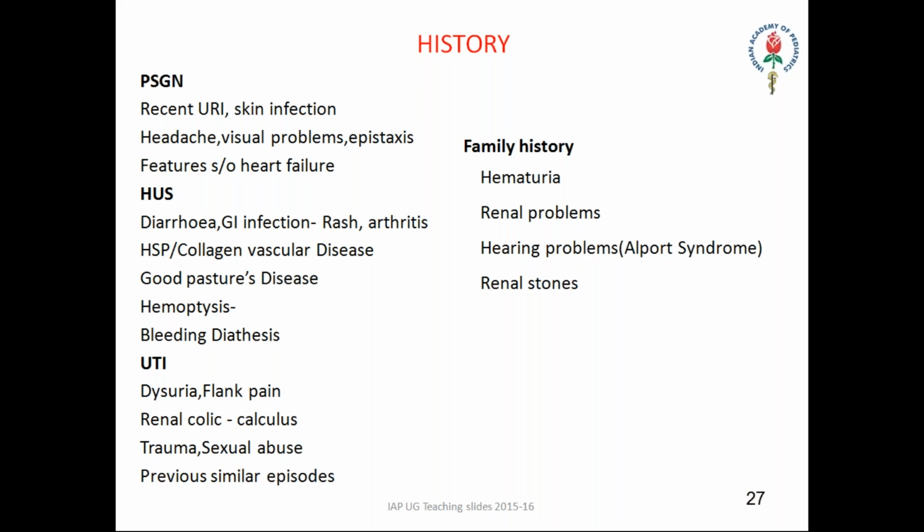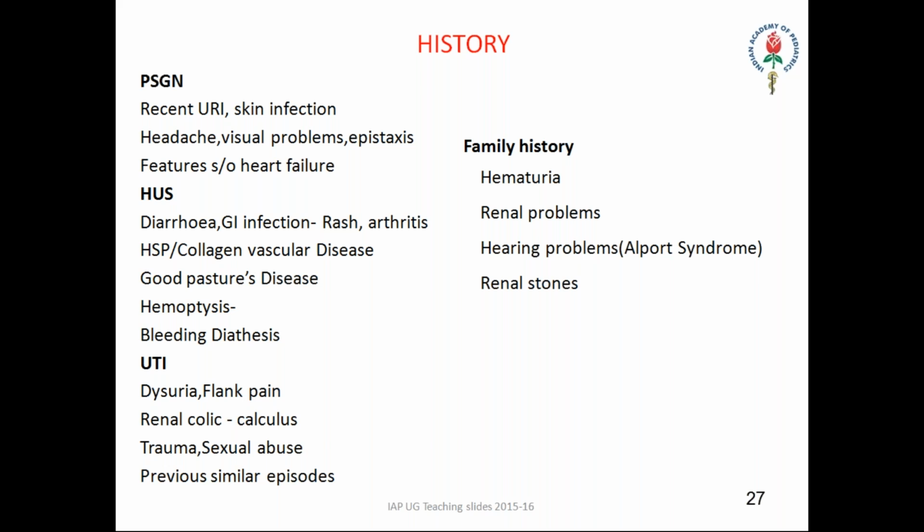And next is PSGN, the most common, post-streptococcal glomerulonephritis. So you have to ask about recurrent upper respiratory tract infections, any skin infections recently, presence of any headache related to hypertension and encephalopathy, visual problems like papilledema due to raised ICT and encephalopathy, epistaxis, upper respiratory tract infections, and features suggestive of heart failure because of edema, like CCF.